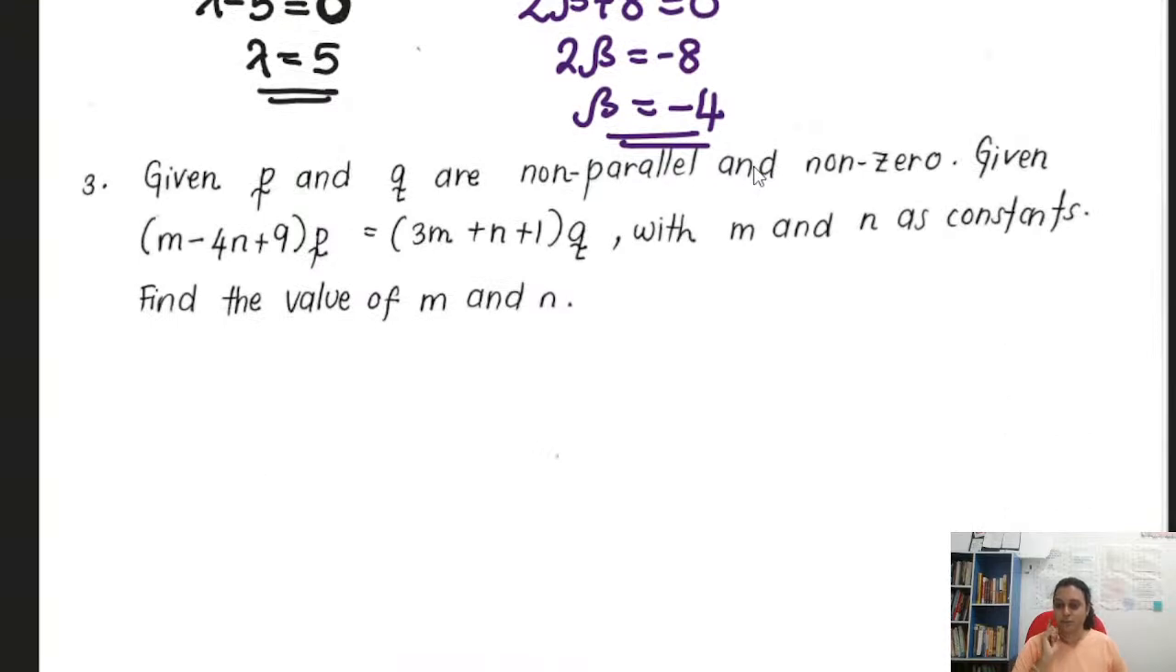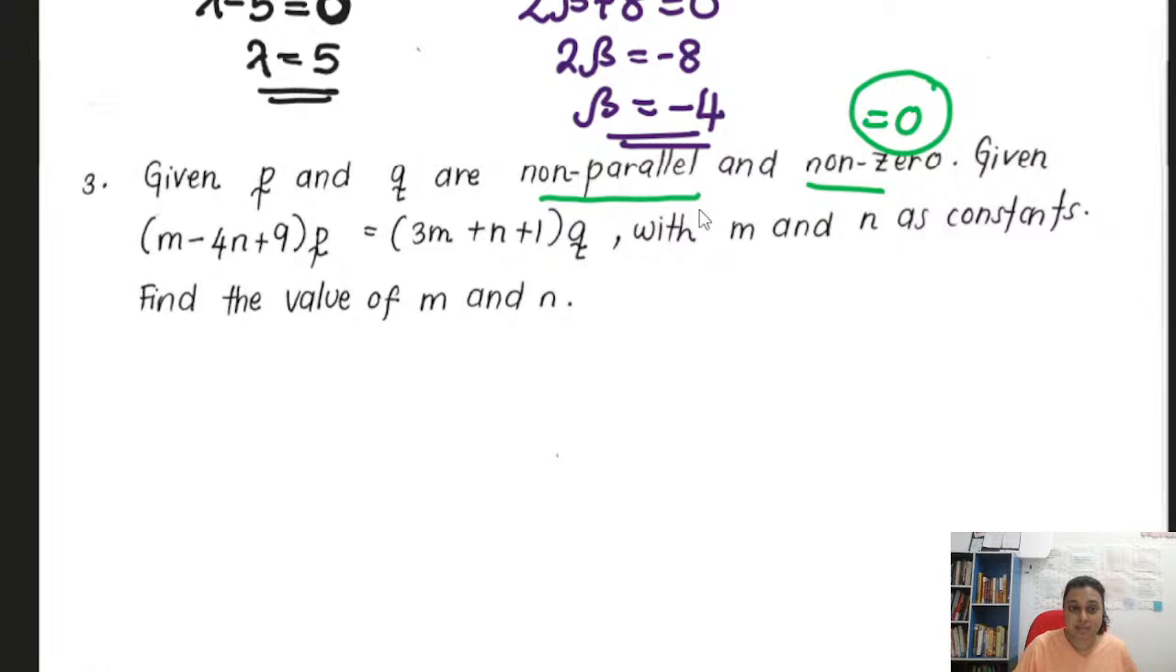Okay, see. When you see a question like this, non-parallel, non-zero, what you must do? Straight away take that equation, samakan dengan 0. When you samakan dengan 0, you can get the value. Alright? Okay, given, diberi, this is vector P equal to something, vector Q, sama dengan, okay.